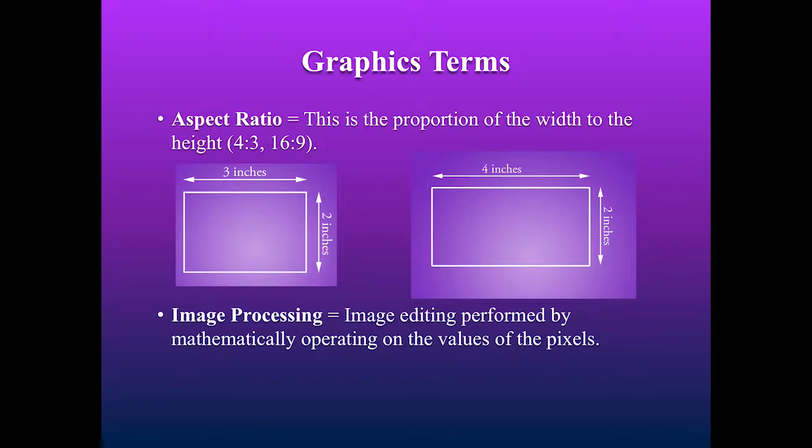Aspect ratio is the proportion of the width to the height. So the width of 4 by 3 or 16 by 9, or here we've got the width of 3 by 2, or the width of 4 by 2. And this will tell you what your aspect ratio is. In image processing, image editing is performed by mathematically operating on the values of the pixels. So anything that you do with a computer program to change a picture is called image processing.